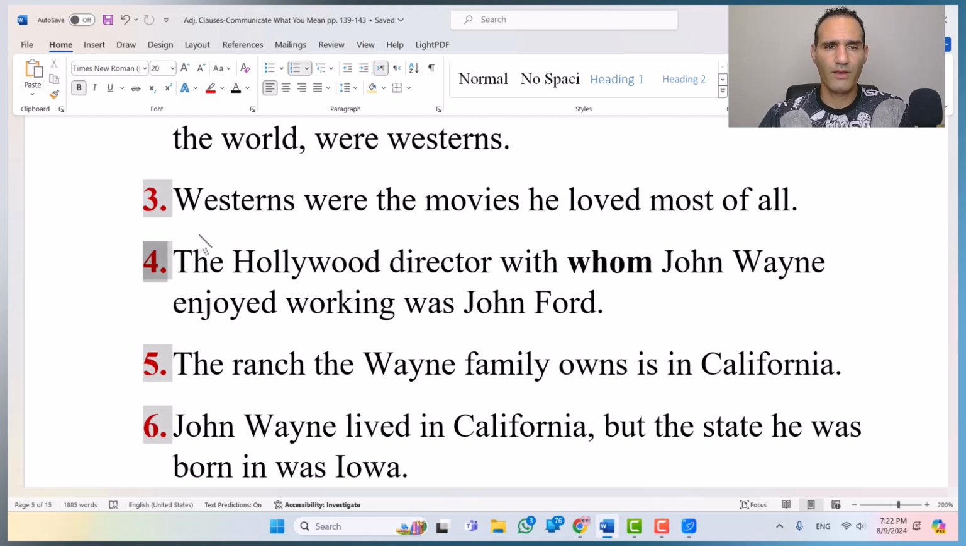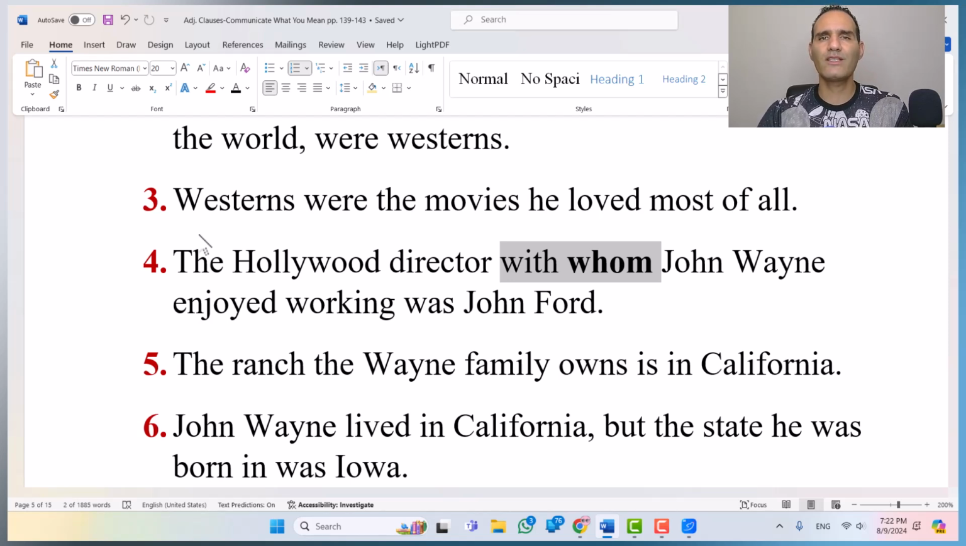Number 4, the Hollywood director with whom John Wayne enjoyed working was John Ford. So this is the result of two sentences. The first one, the Hollywood director was John Ford. Sentence 2, John Wayne enjoyed working with him. So here the relative pronoun is object. Maybe you argue that it can be omitted, but I say no.